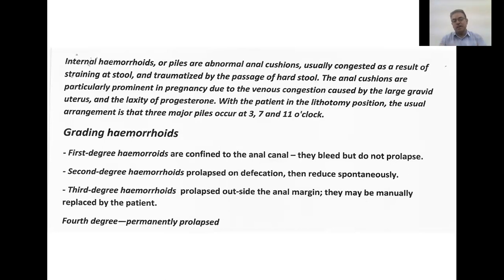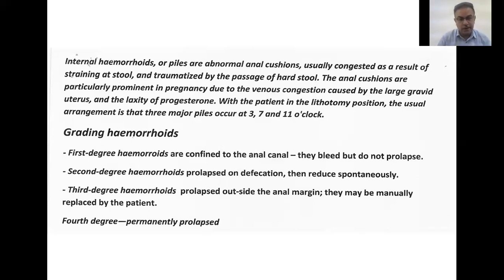These are the major piles: 3 o'clock, 7 o'clock, and 11 o'clock. In between, there are minor hemorrhoids. An important thing is the grading of hemorrhoids: first degree, second degree, third degree, fourth degree. First degree hemorrhoids are confined to the anal canal and bleed but do not prolapse. Just bleeding, no prolapse.